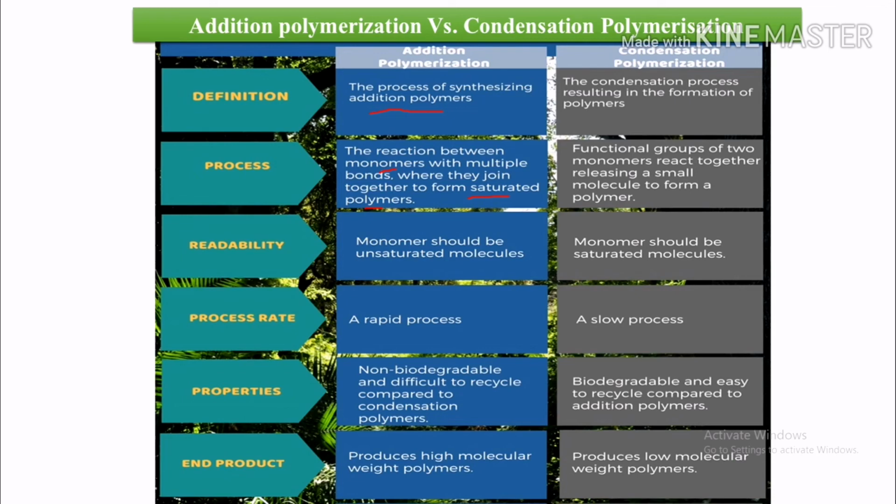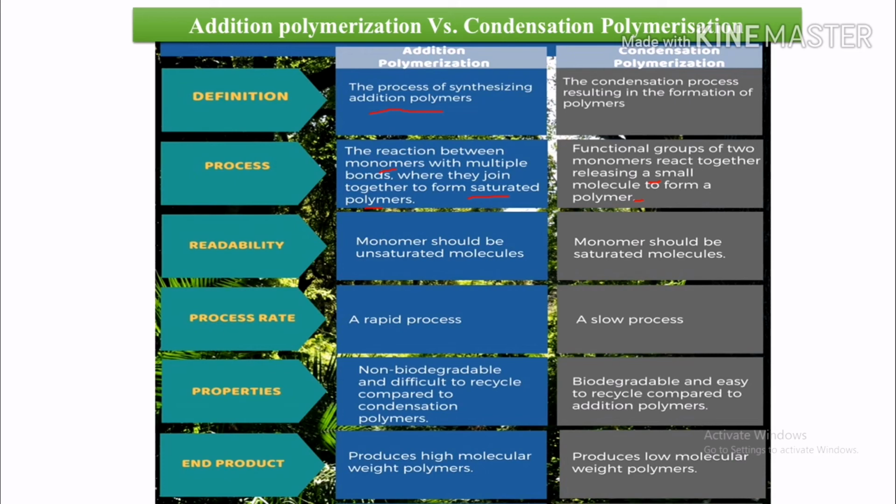In the case of condensation polymers, the functional groups of two monomers react together, losing one small molecule of water, to form the new polymer. Like the reaction between an amino group and a carboxylic acid group, removing one molecule of water.